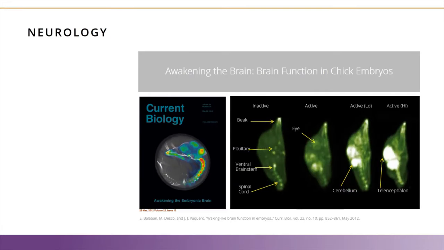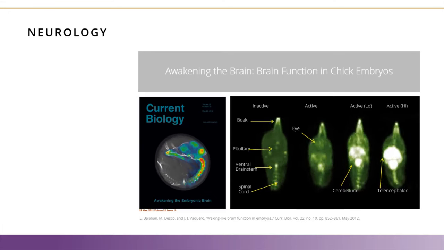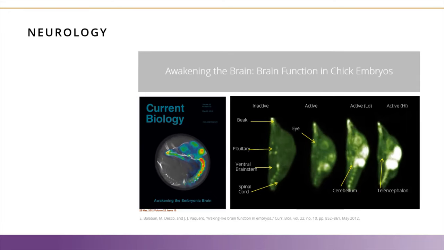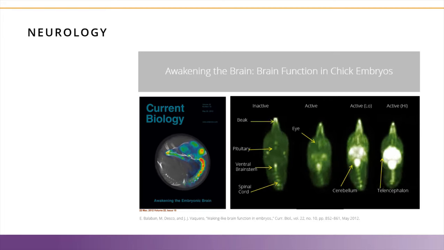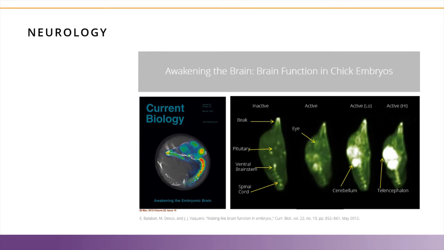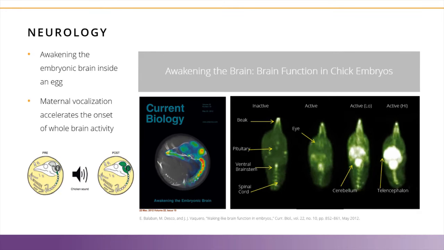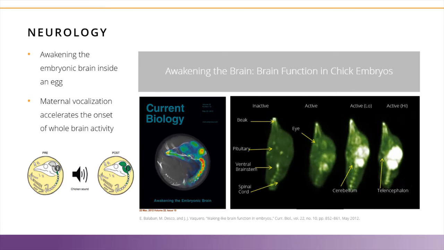This study, looking at the brain function in developing chick embryos, made the cover of Current Biology back in 2012. In this study, eggs were removed from the incubator and small holes were made in the shell. A small amount of the PET tracer was inserted through this hole onto the breathing membrane. The tracer could then be absorbed into the bloodstream.